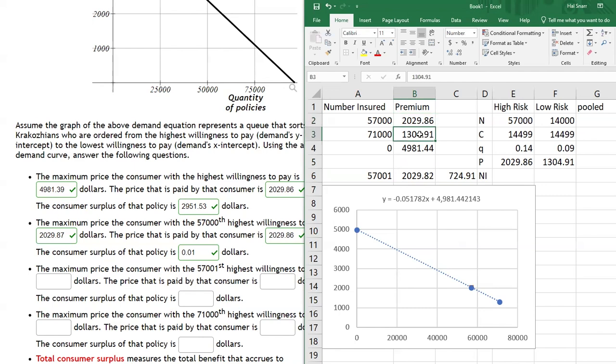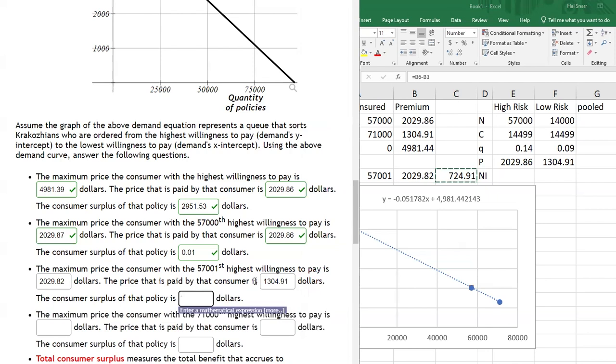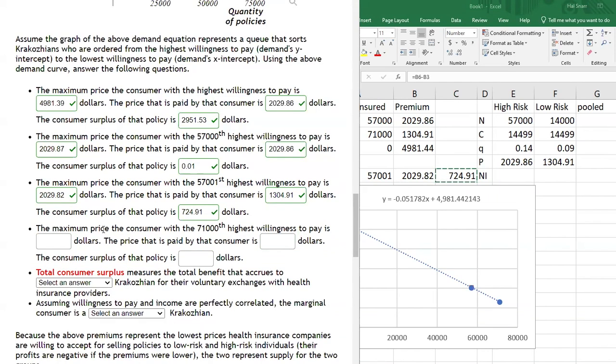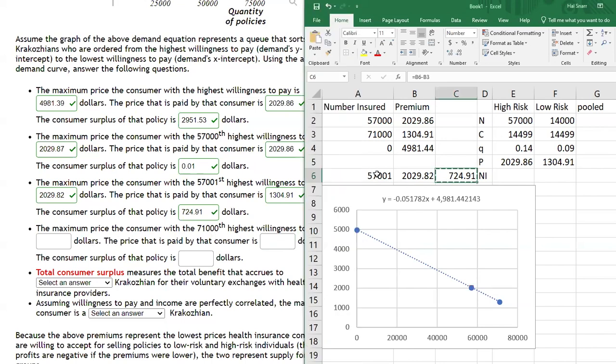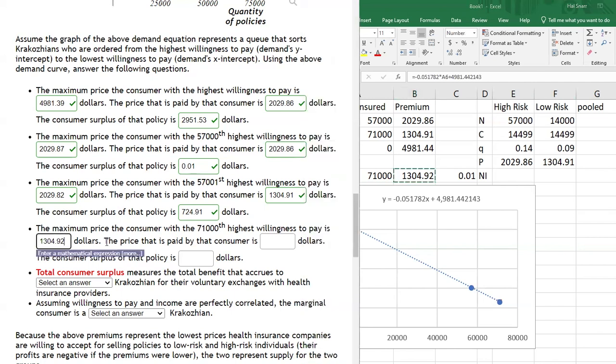But it's above what low-risk people are charged for insurance. And the difference in those two is the consumer surplus, right? All the lower risk people are paying that premium. And so this person has a consumer surplus around $725. Now, what about the maximum price to the consumer with the 71,000th highest willingness to pay? I'm going to change this to 71,000. Now, this person is going to be the marginal low-risk Caucasian. And they're willing to pay a penny more than the actual policy. The actual policy is that amount, and they're paying a penny more.